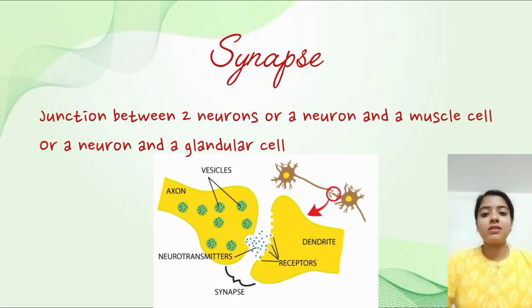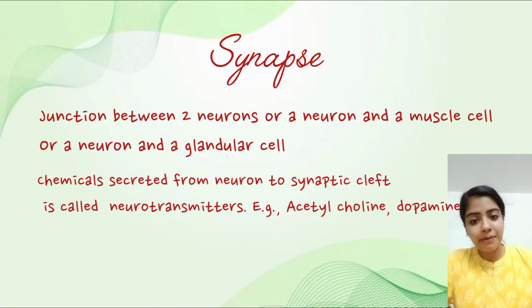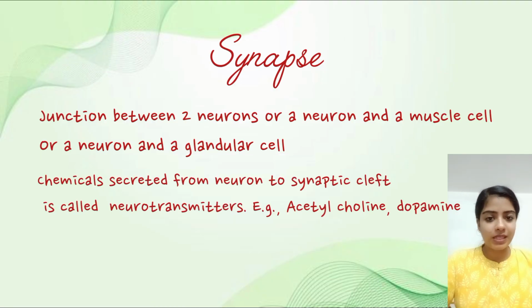When the impulse from one neuron reaches a synaptic node, there are structures called synaptic vesicles. These synaptic vesicles release some chemicals called neurotransmitters. So when an impulse reaches a synaptic node, the synaptic vesicles release those neurotransmitters, these chemicals, into the synaptic cleft, which is the gap or the space between the presynaptic neuron and the postsynaptic neuron.